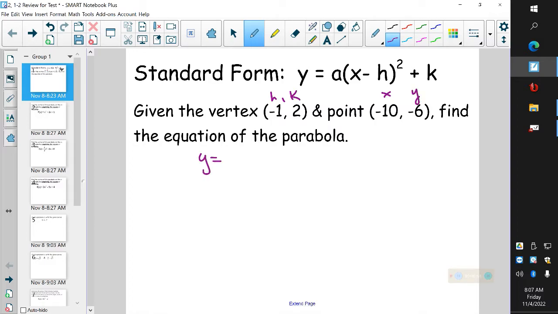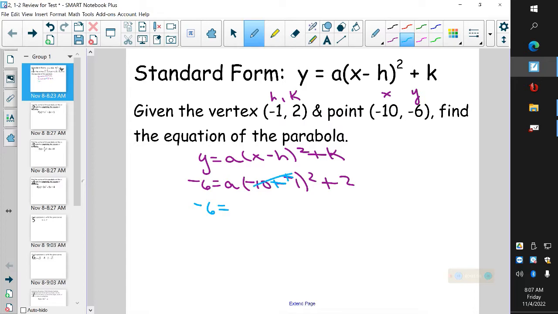So from here, I'm going to have y is equal to a parenthesis x minus h squared plus k. I plug in what I know. I know y is -6, a I don't know, x is -10, minus h, which is -1, squared, and k is 2. Yes? Okay, from there, a double negative creates a positive, so -6 is equal to, this right here is going to give me a -9. What is -9 squared? 81a plus 2. Now what? Subtract 2. So if I subtract 2, I'm going to get -8 is equal to 81a.